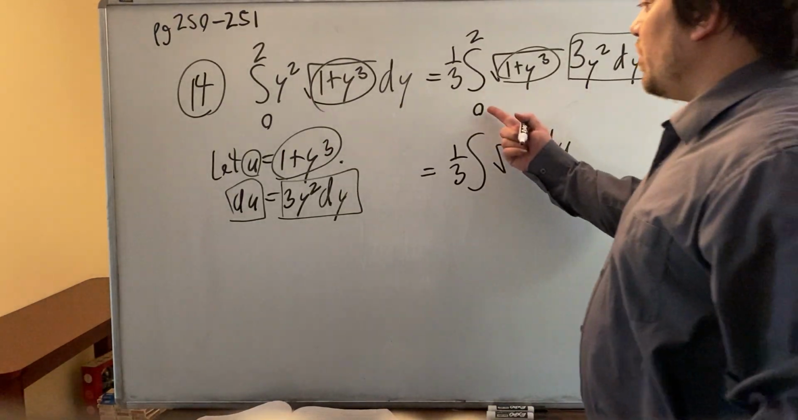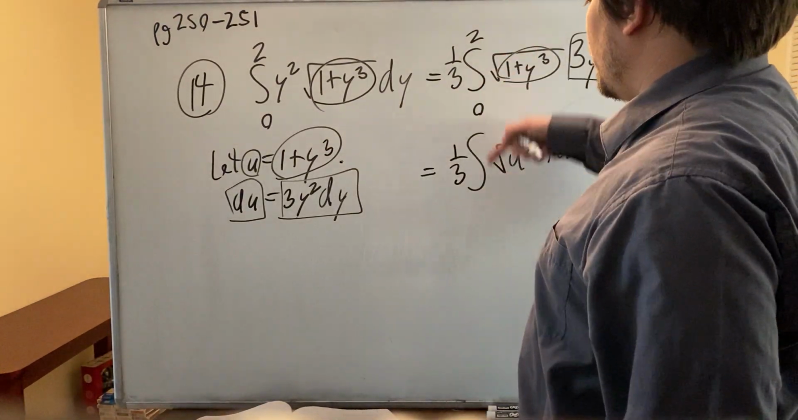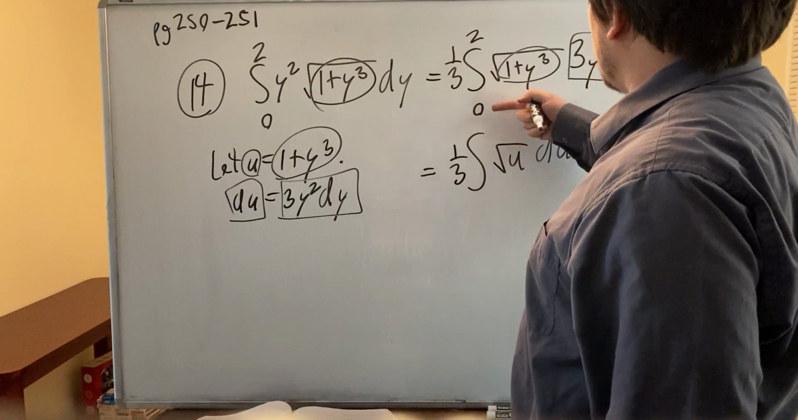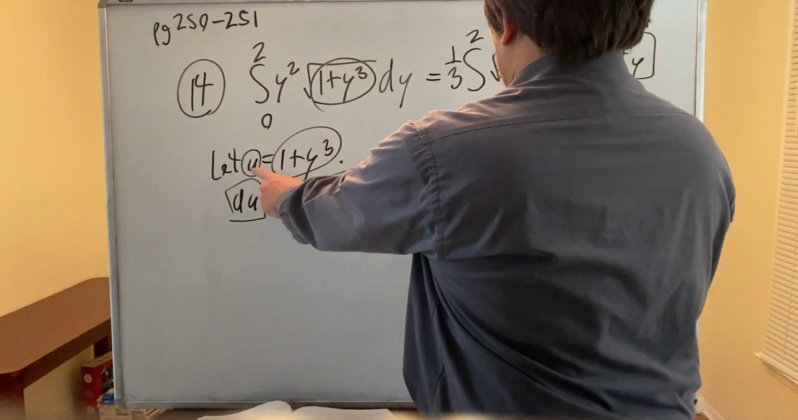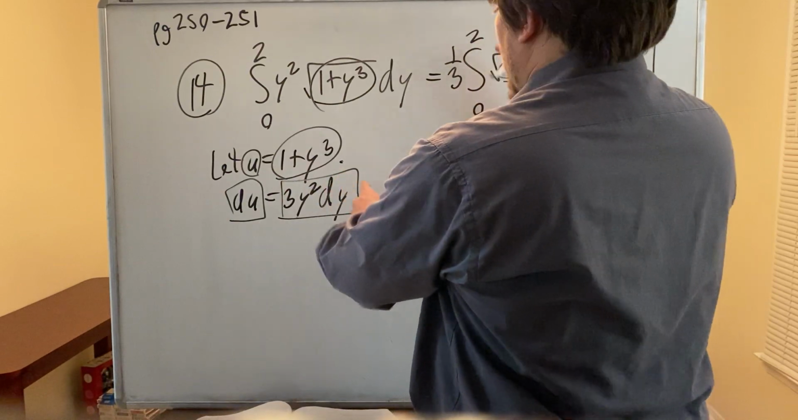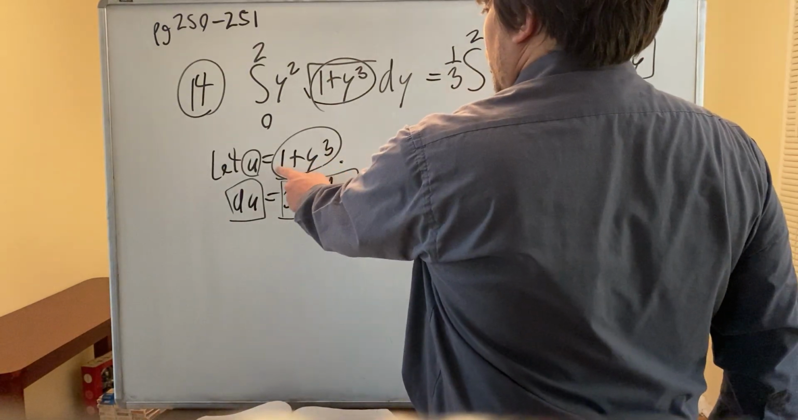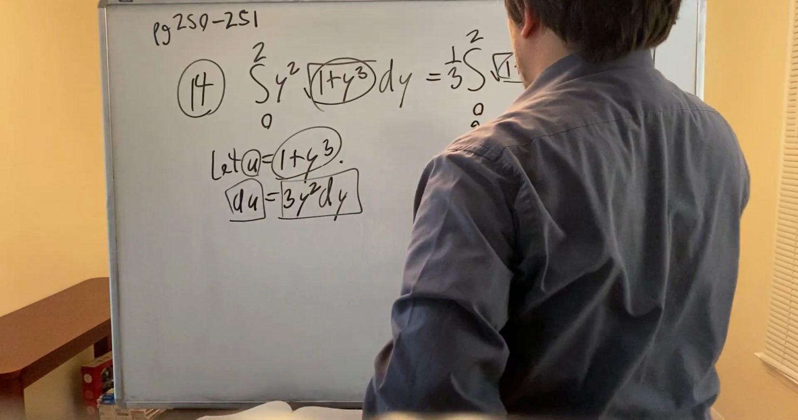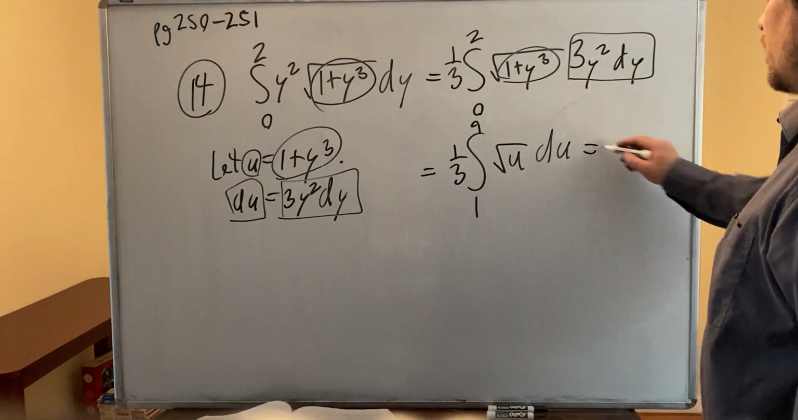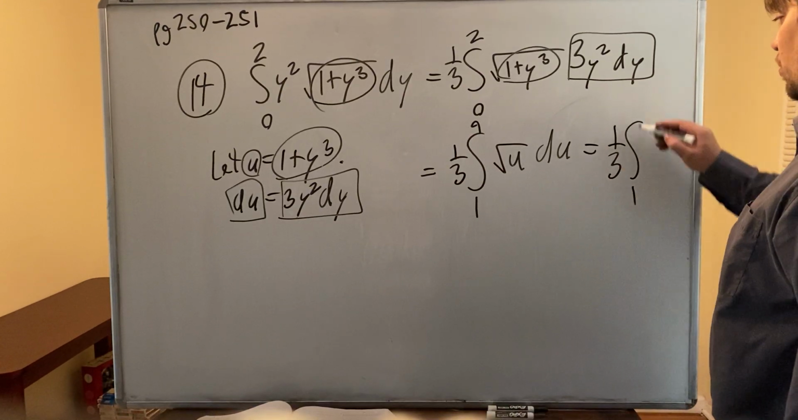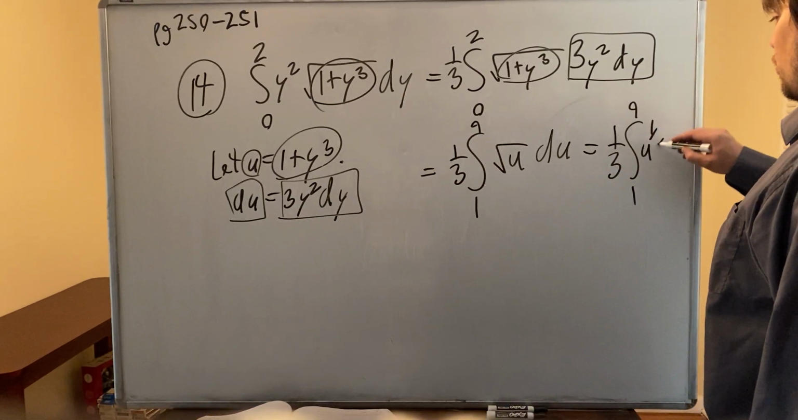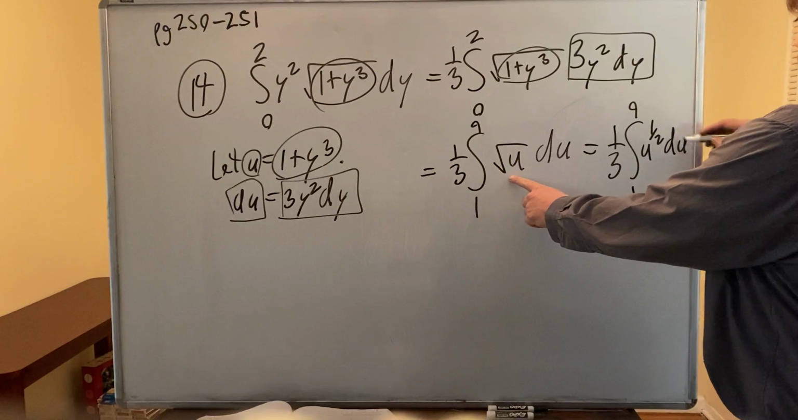And then we find the corresponding values of u here and here. So when y is 0, 1 plus 0 cubed is 1. When y is 2, 1 plus 2 cubed is 1 plus 8, which is 9. U is 9. Okay? Writing using exponents, this is the same as the 1/3 definite integral from 1 to 9 of u to the 1/2 du.